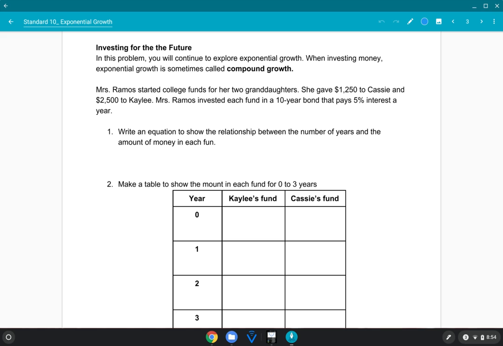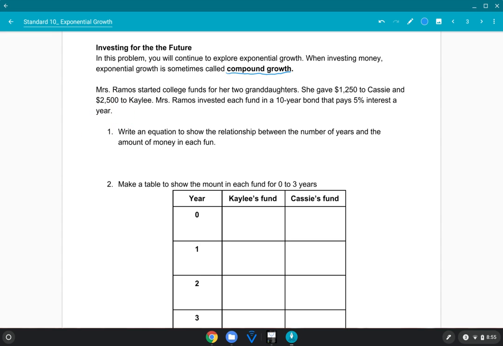When investing money, exponential growth is sometimes called compound growth. Let's talk about college funds, you guys. Mrs. Ramos started college funds for her two granddaughters. She gave $1,250 to Cassie and $2,500 to Kaylee. Mrs. Ramos invested each fund in a 10-year bond that pays 5% interest a year.